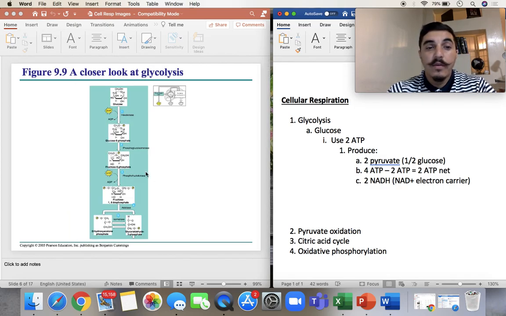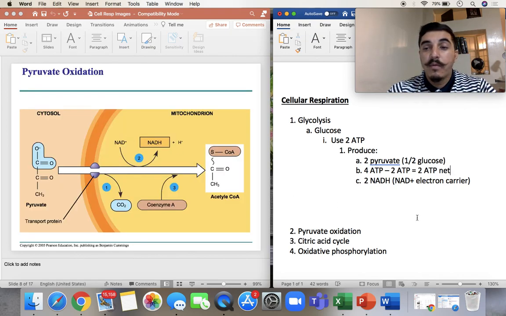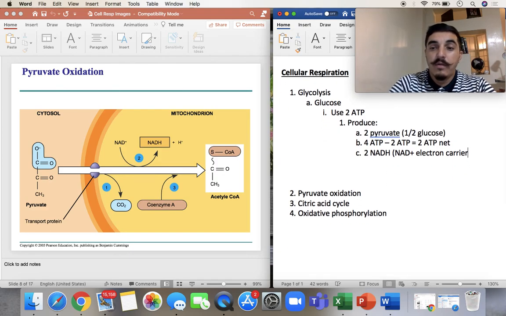We're not going to get into detail on every single little thing. All those other fancy big names, phosphoglycerate, bisphosphoglycerate, don't worry about any of that. Just in general, what comes in and what goes out. Now we've got the next one, which is called pyruvate oxidation, which is down here.